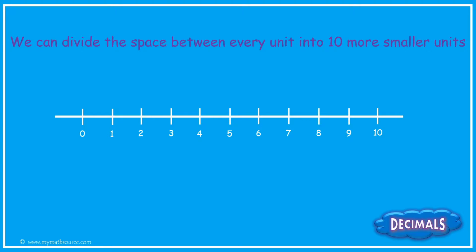Notice again, we have 0, 1, 2, 3, 4, 5, 6, 7, 8, 9, 10. So let's look at the numbers between 1 and 2. Remember, we can divide the space between every two numbers into 10 smaller units. Now let's zoom in between numbers 1 and 2. You see again we have our 10 units. But look at how we can write them.